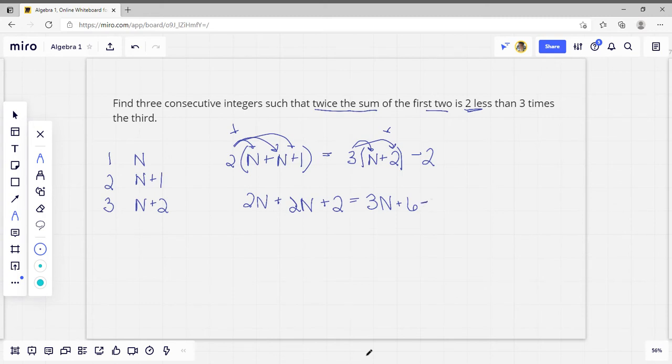Next step will be to combine like terms. So I've got to put all my n's together here. So I'm going to have 4n plus 2 equals 3n plus 6 minus 2 would be 4.